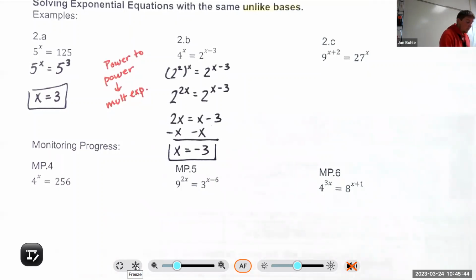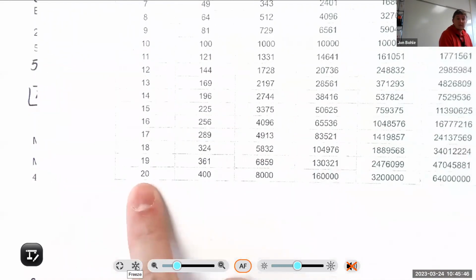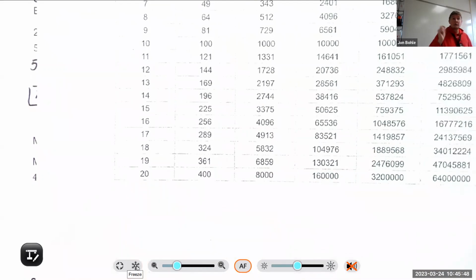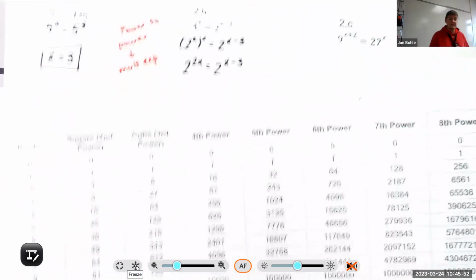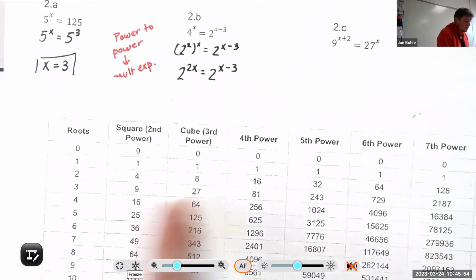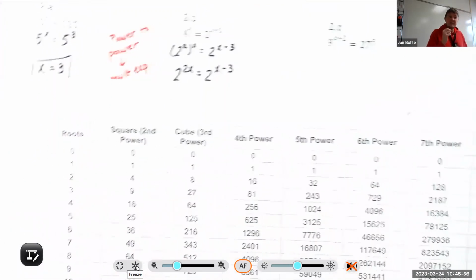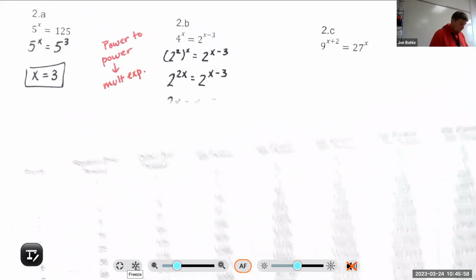27, so I'm going to check 20. Well, one, my thing doesn't even go to 27. But I can rewrite 9 as a base of 3. And can I rewrite 27 as a base of 3? So I'm going to want to rewrite both of these as 3 to some power.